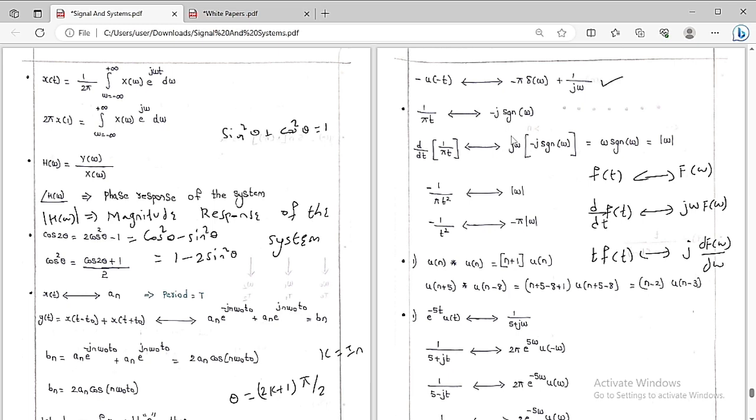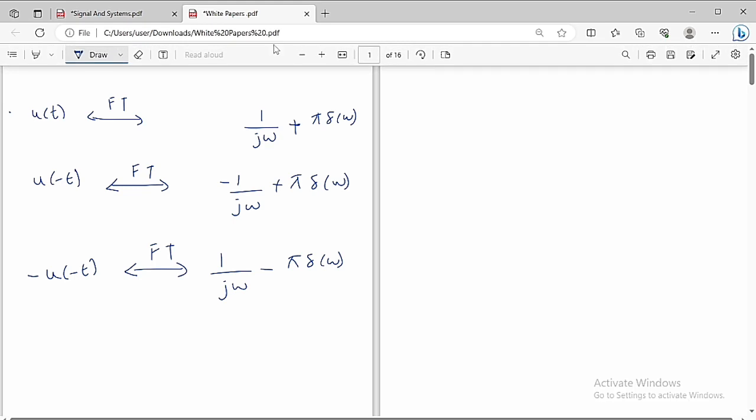So in this case, they are doing d by dt of f of t, which is j omega into the previous thing, which is minus j sigma of omega. So j into j is j square, and j square is equal to minus 1, so the minus will become positive. So omega into sigma of omega. Sigma of omega means here plus 1 and here minus 1, right? As you are multiplying by omega, this will become plus omega, and this will become minus omega.